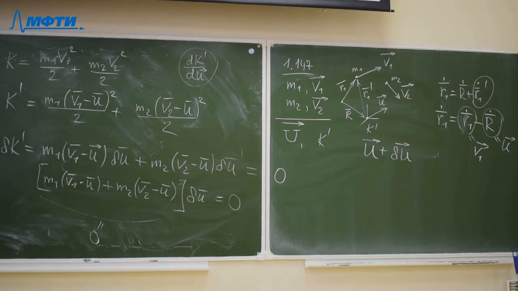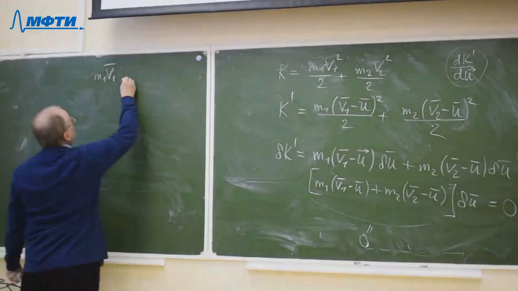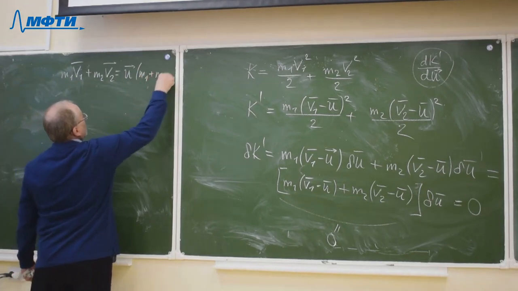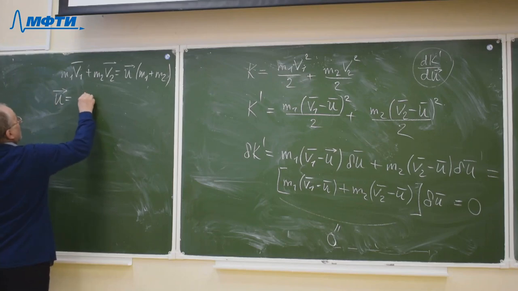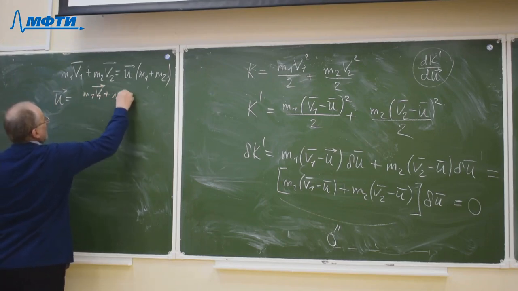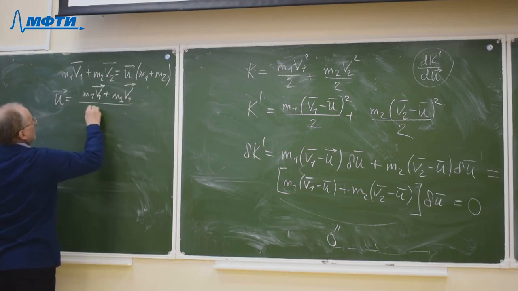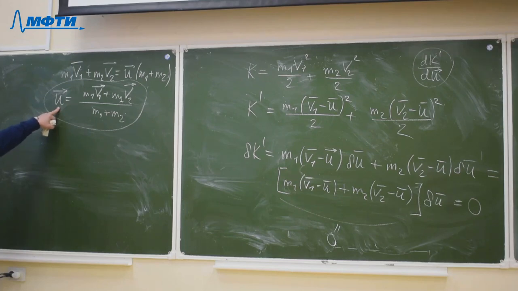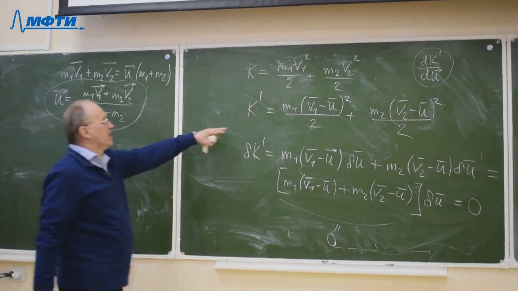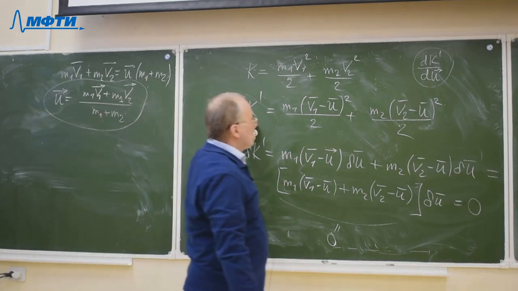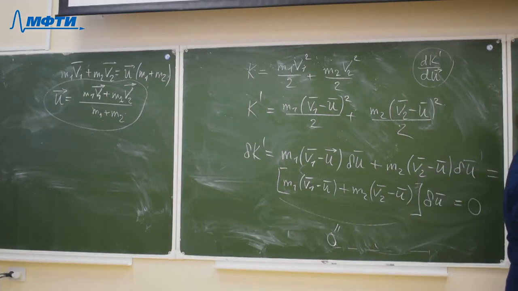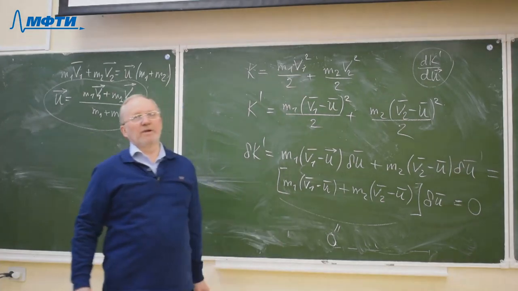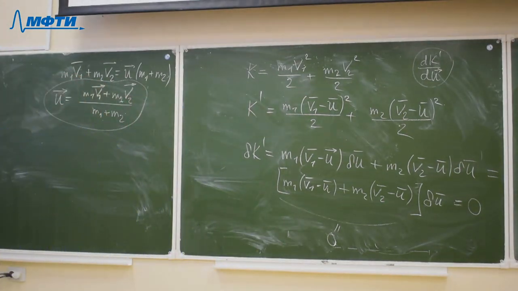And so by solving this equation, I will obtain m1 v1 plus m2 v2 equals vector u times (m1 plus m2). And therefore, I find vector u as (m1 v1 plus m2 v2) divided by (m1 plus m2). We have determined thus the velocity of such a reference frame in which the kinetic energy of two particles will be minimum possible. Minimum in the sense that in any other reference frame, the kinetic energy would be larger.